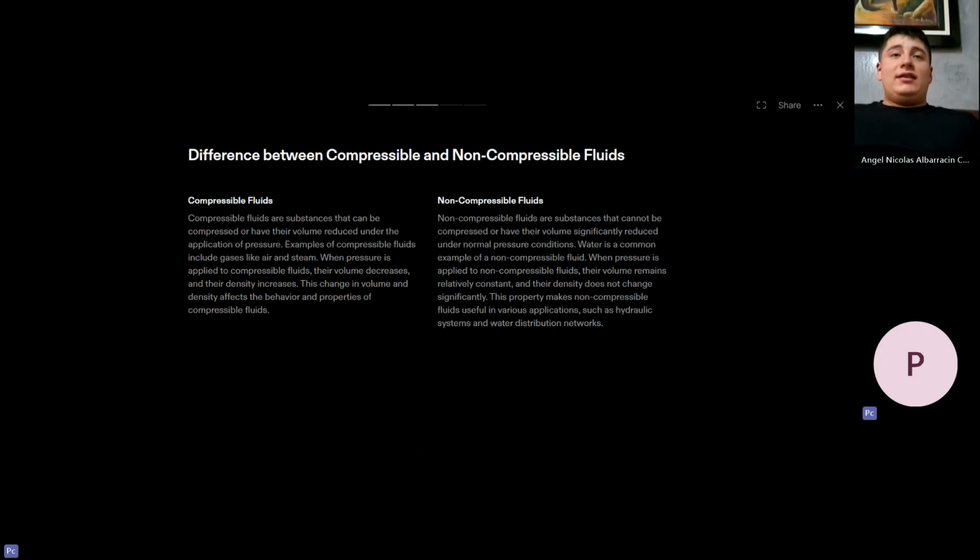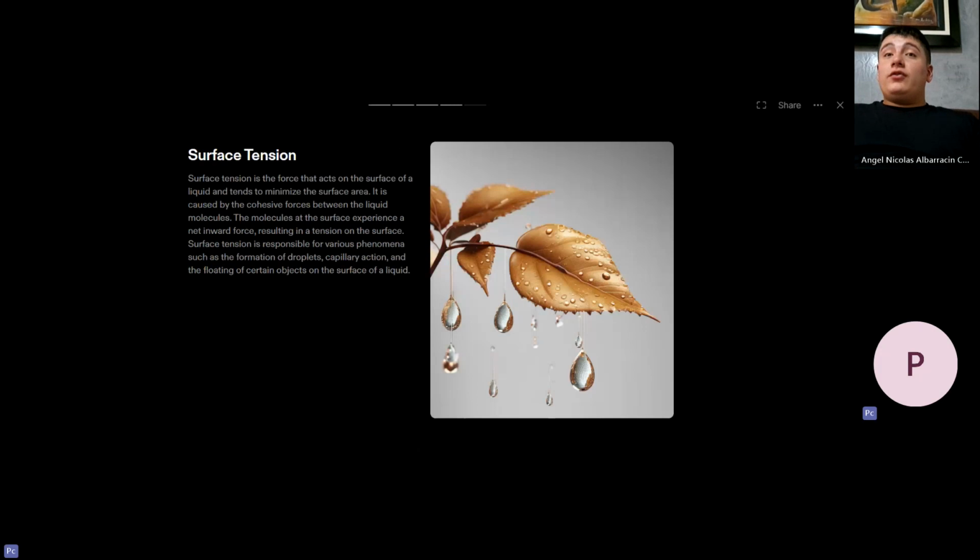Well, we have analyzed that. Also, we have the surface tension. Okay, that is so interesting. So the surface tension is a property of liquids that arises from the cohesive force between molecules at the surface of the liquid. This creates an effect where the surface of the liquid behaves like a stretched elastic membrane.